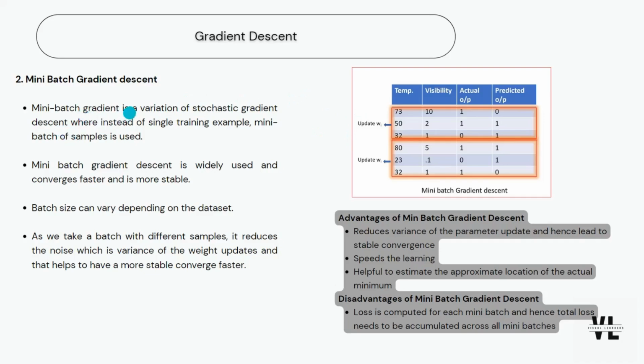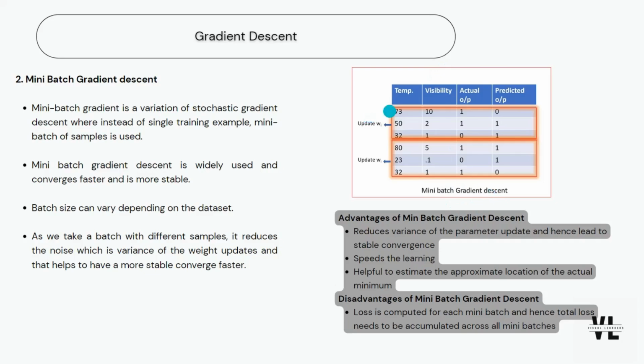So mini-batch gradient descent is a variation of stochastic gradient descent, where instead of using a single training example, a mini-batch of samples is used. Mini-batch gradient descent is widely used and converges faster and is more stable. This is the one that we're using when we're trying to build a neural network model. It converges faster because it's using a smaller portion of the data instead of the entire dataset, which is the case for batch gradient descent.